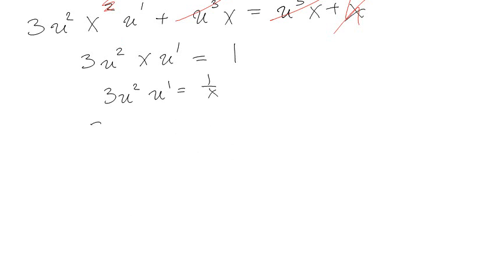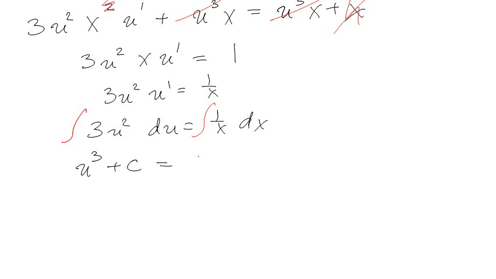So 3u squared du equals 1 over x dx. Integrate both sides. U cubed plus c equals natural log of x. So e to the u cubed plus c equals x. What was u? I don't want to solve for x or u, I want to solve for y. So u cubed, or u, equals natural log of x plus c, it doesn't really matter because it's plus c or minus c, to the 1/3.